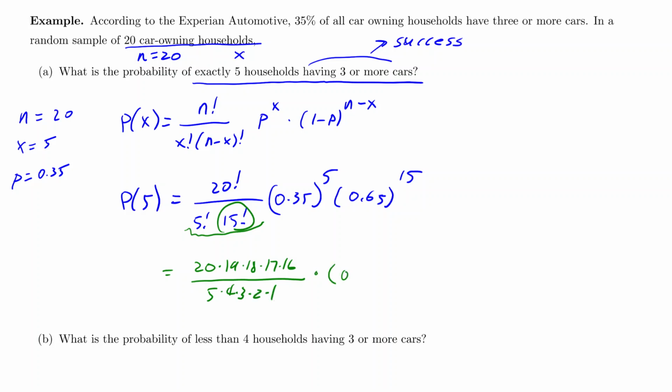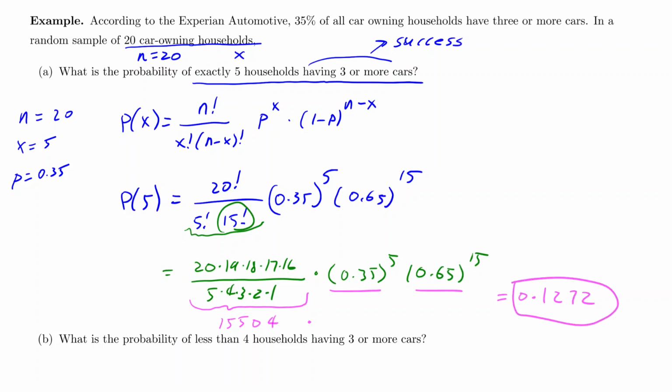Multiply by 0.35 to the 5th power, 0.65 to the 15th power. And yeah, if you're comfortable typing this entire thing in your calculator, you should go and do it. But if you want to be more careful, we can always find this number first. And this number should always be a whole number. If you do not get a whole number for this, that means you're doing something wrong. So this number is 15504 times this number and this number on your calculator. It should give you 0.1272. So that's the probability of exactly 5 households having 3 or more cars.